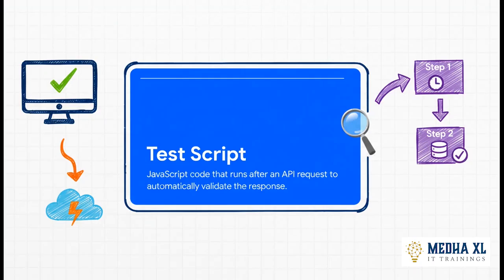Okay, so what is a test script really? It's just a little snippet of JavaScript that you attach to any request in Postman. Now, the most important part here is the timing. It runs after Postman gets the response from the server. This is key because it lets your script look at everything about that response. The status code, the headers, the body, all of it.